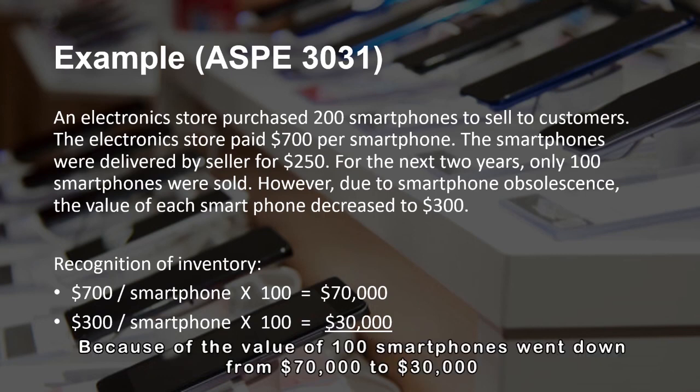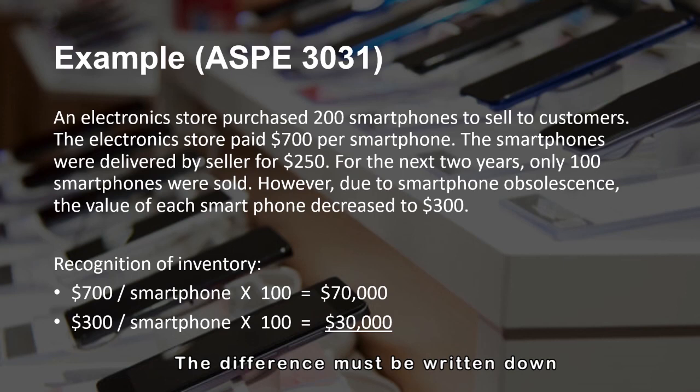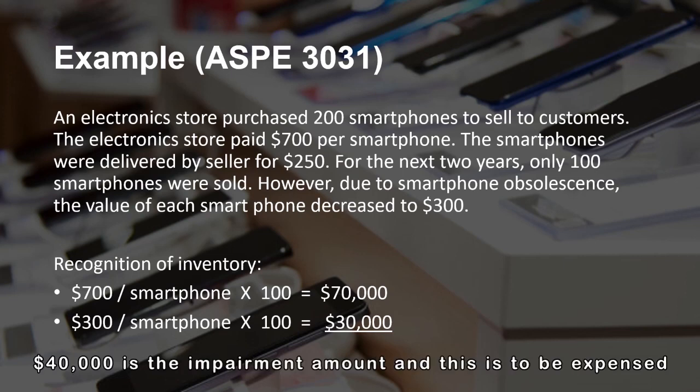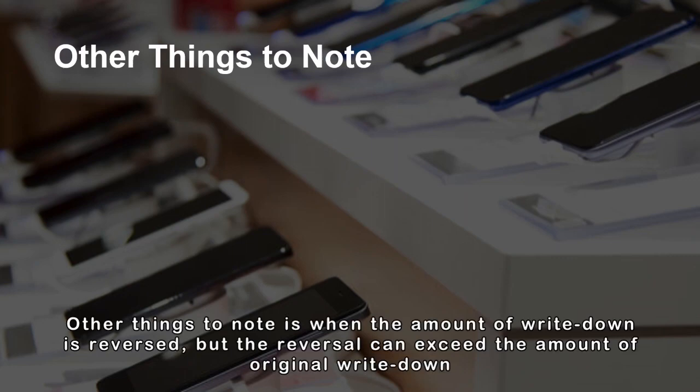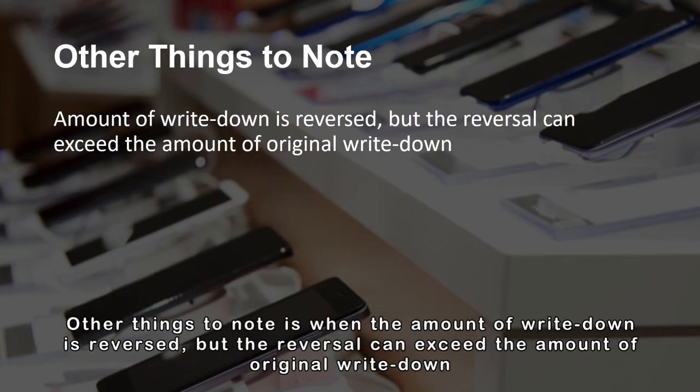Because the value of 100 smartphones went down from $70,000 to $30,000, the difference must be written down. $40,000 is the impairment amount, and this is to be expensed. So we debit write-down expense account for $40,000 and credit inventory for $40,000 to reduce the inventory amount. Other things to note is when the write-down is reversed, the reversal cannot exceed the amount of the original write-down.